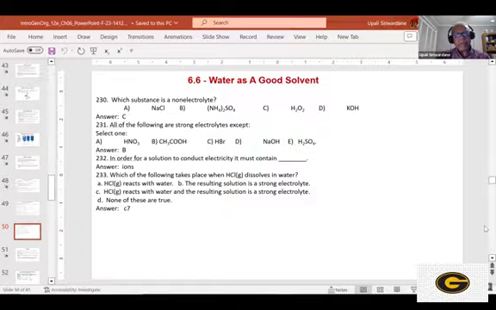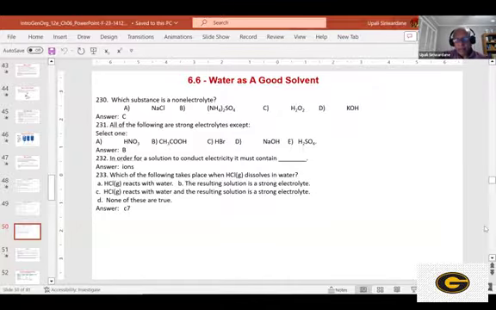So you have to pick strong electrolyte. Strong electrolytes are all except acetic acid. Others are all strong electrolytes.